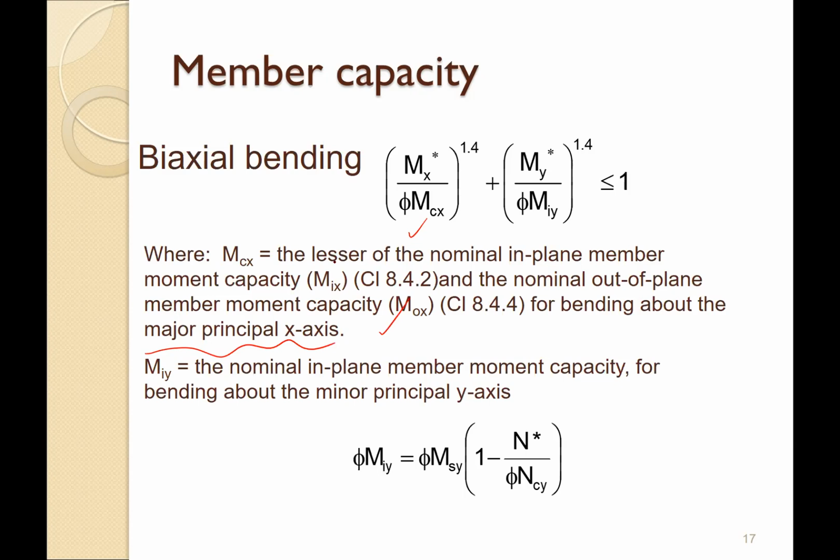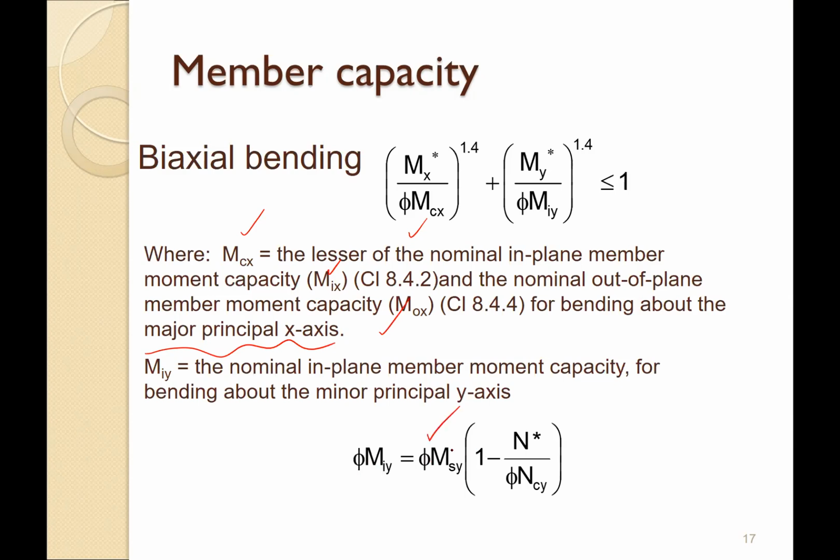So MIX, you calculate MIX, MOX, take the lesser of these two and it is sorted. And what is MIY? The nominal in-plane member moment capacity for bending about the minor principal y-axis, because in this case, there is a moment which is acting about the minor principal axis. So that's your MIY. So you see how we are calculating MIY.